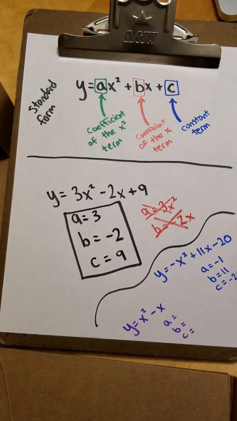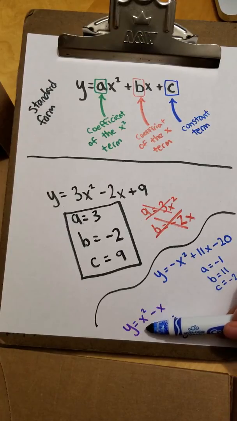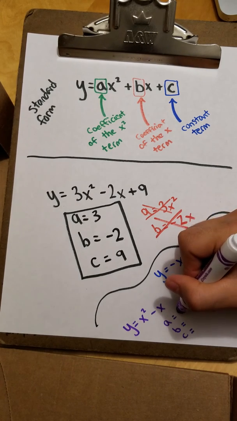What about the purple function? Well, a is the coefficient of the x squared term. How many x squareds do we have here? We have 1. If there's no coefficient, it's just 1. 1 times x squared. So we write a equals 1.